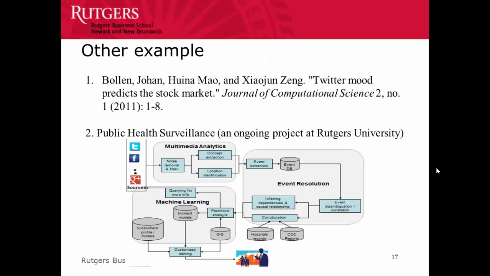We also have other famous examples. The first one was from a paper published in 2011. It said that Twitter mood can predict the stock market. Basically, after analyzing the overall mood displayed on Twitter, they found that if they incorporate this mood variable into a stock prediction model, its accuracy increased significantly.